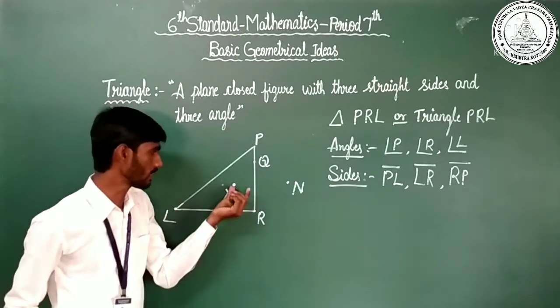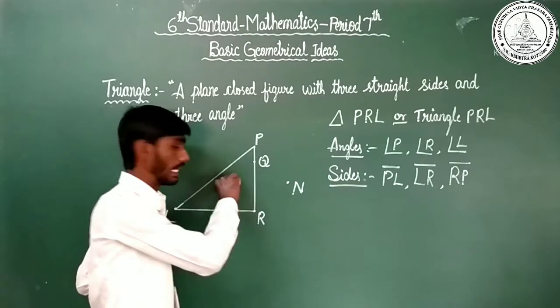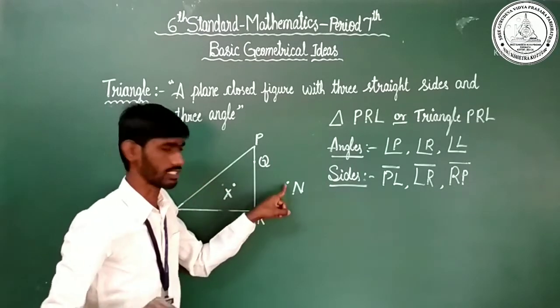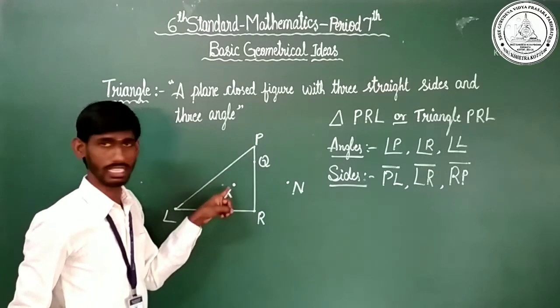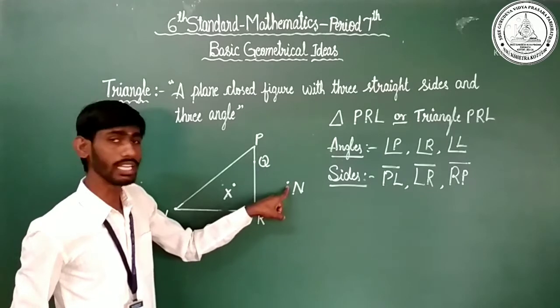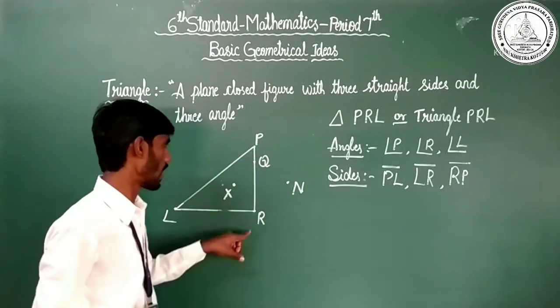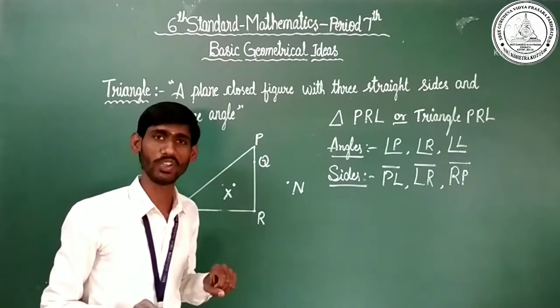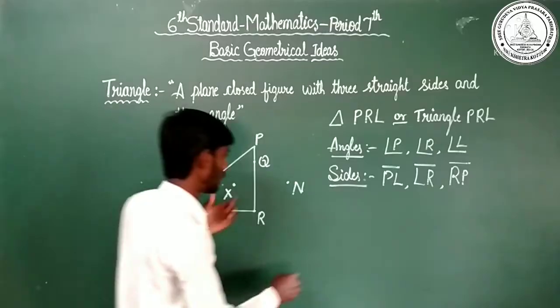Hey children, here there is another important point. This is the interior part. This is the exterior part. The point X is interior in the triangle PLR, and point L is exterior of the triangle PLR. What about Q? The point Q is on the triangle PLR.